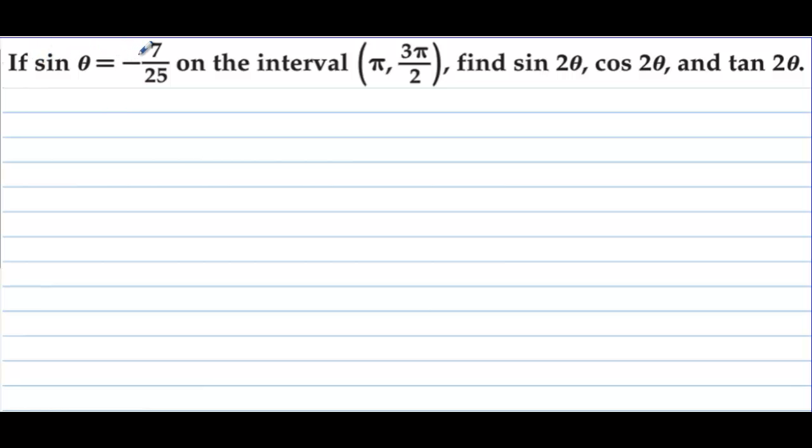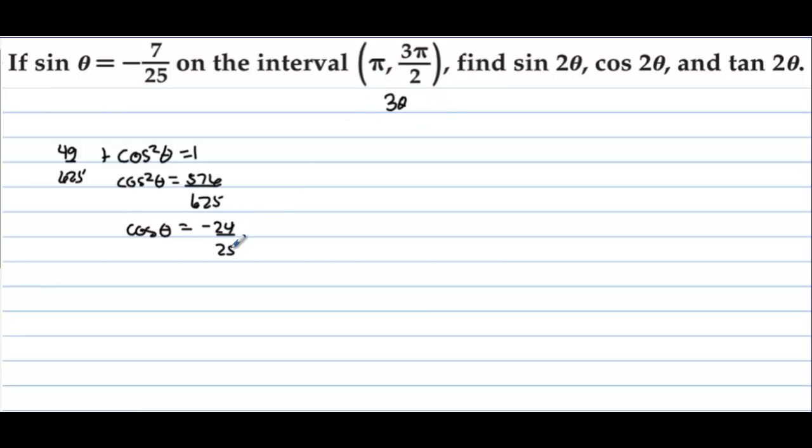If sine of theta equals negative 7/25 on the interval pi to 3 pi over 2, in other words the third quadrant, find the sine of 2 theta, cosine of 2 theta, and tangent of 2 theta. Well, we have sine squared, 49 over 625, plus cosine squared theta is equal to 1. So cosine squared theta is equal to 625 minus 49, which is 576, so 576 over 625. And then cosine, if you take the square root of both sides, is going to be negative 24 over 25. And it's negative because we're in the third quadrant.